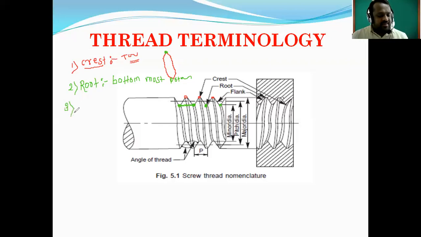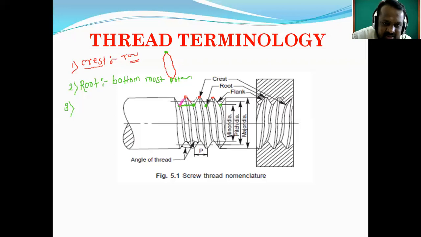Then next is the flank. What is meant by the flank? See, this portion is called the flank. See this portion.